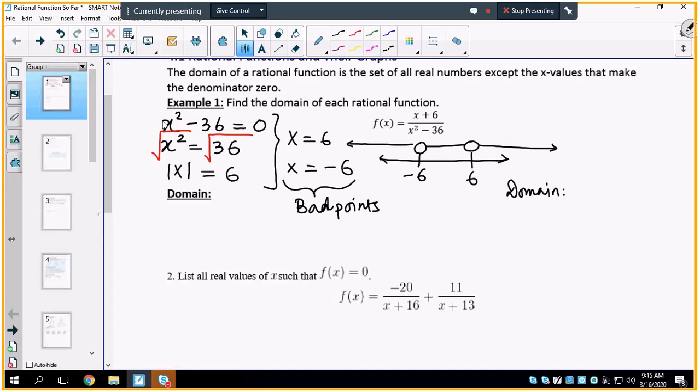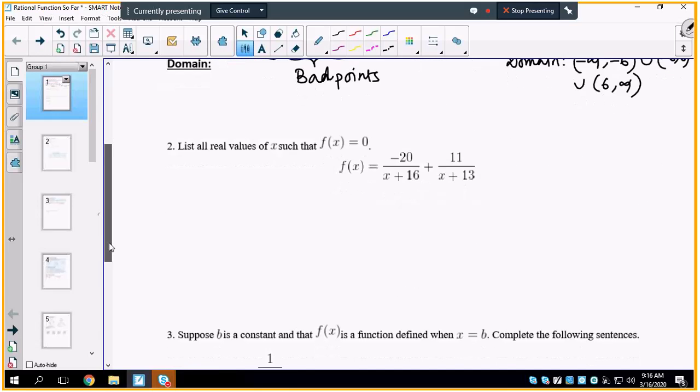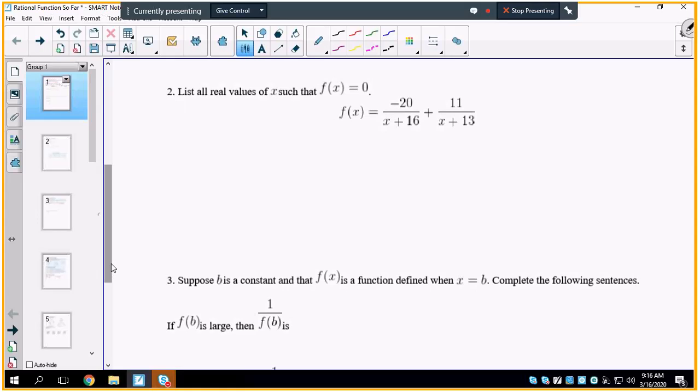So then interval notation of the domain, that's how we will write every single domain. We will use the interval notation and we will say it's negative infinity to negative 6, union negative 6 to positive 6, union 6 to infinity. And that would answer my question. And this is essentially the way to solve any problem when asked to find the domain of the rational function.